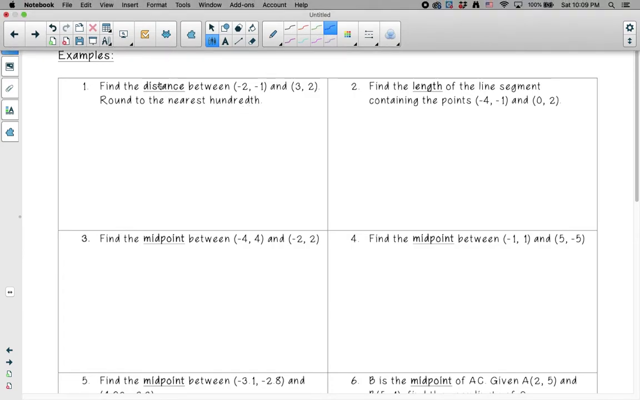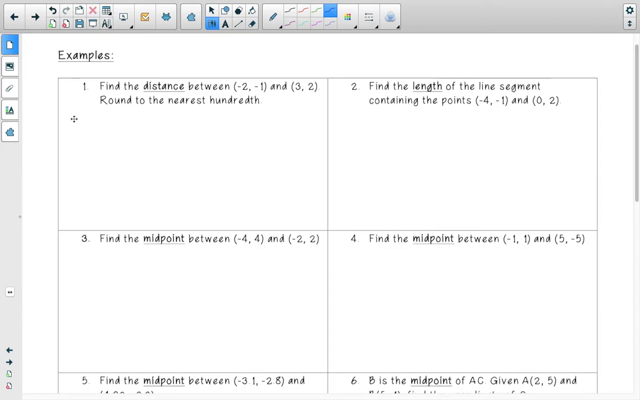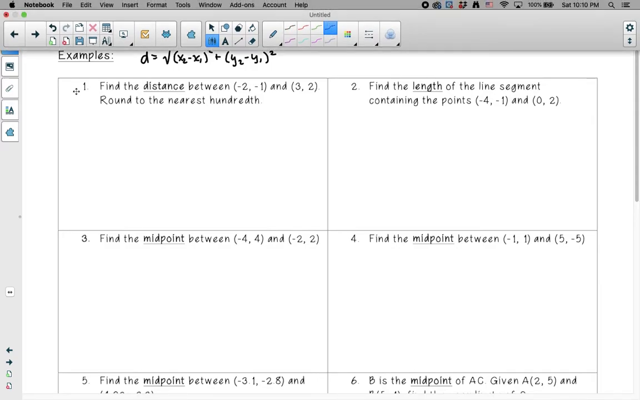So first, I need to know the distance formula. This is our first way of doing it. The distance formula is equal to the square root of (x sub 2 minus x sub 1), all of that squared, plus (y sub 2 minus y sub 1), all of that squared. That's the distance formula. You can also use the Pythagorean theorem.